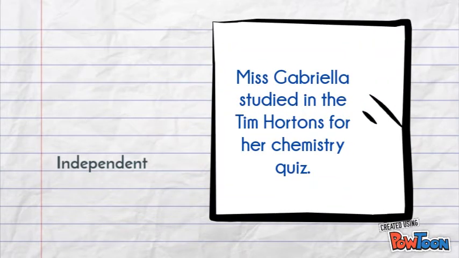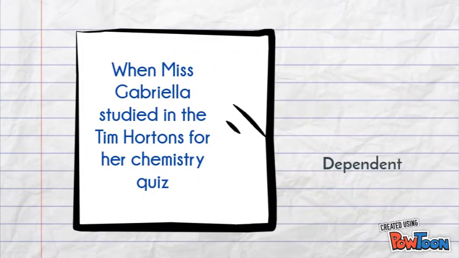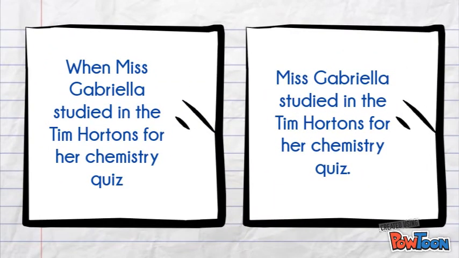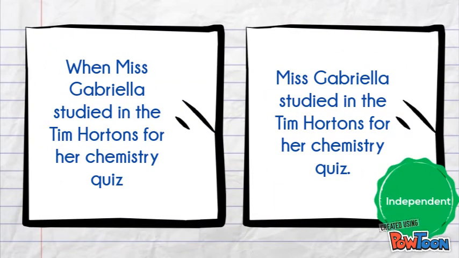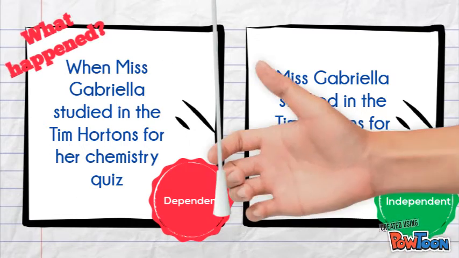An example of an independent clause would be, Miss Gabriella studied in the Tim Hortons for her chemistry quiz. It's a complete thought, so it's independent. An example of dependent would be, when Miss Gabriella studied in the Tim Hortons for her chemistry quiz. It's not a complete thought, making it dependent. In these two clauses, we can see that the independent clause is the one that makes a complete thought, while the dependent clause is dependent on more information so that we can have a complete thought.